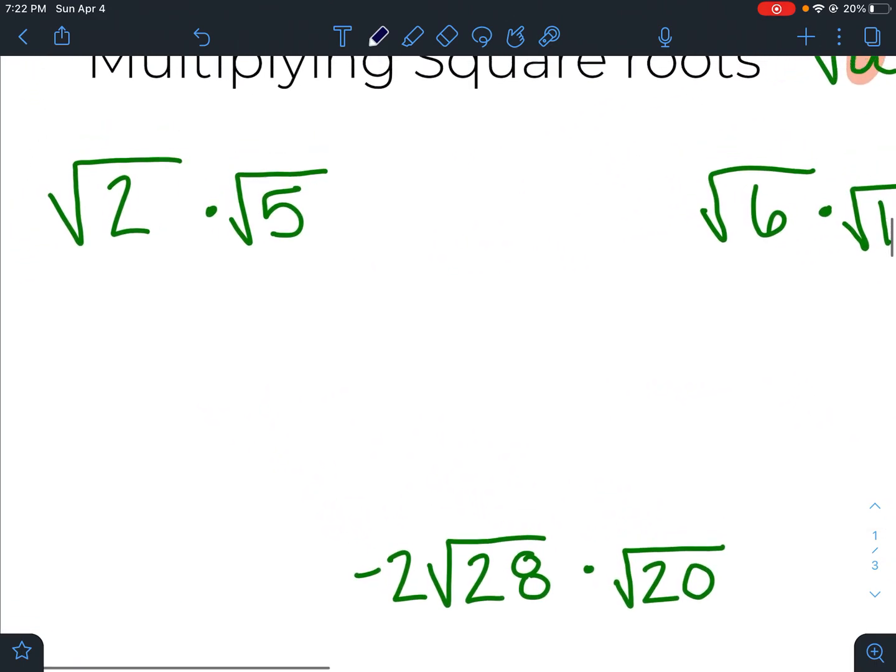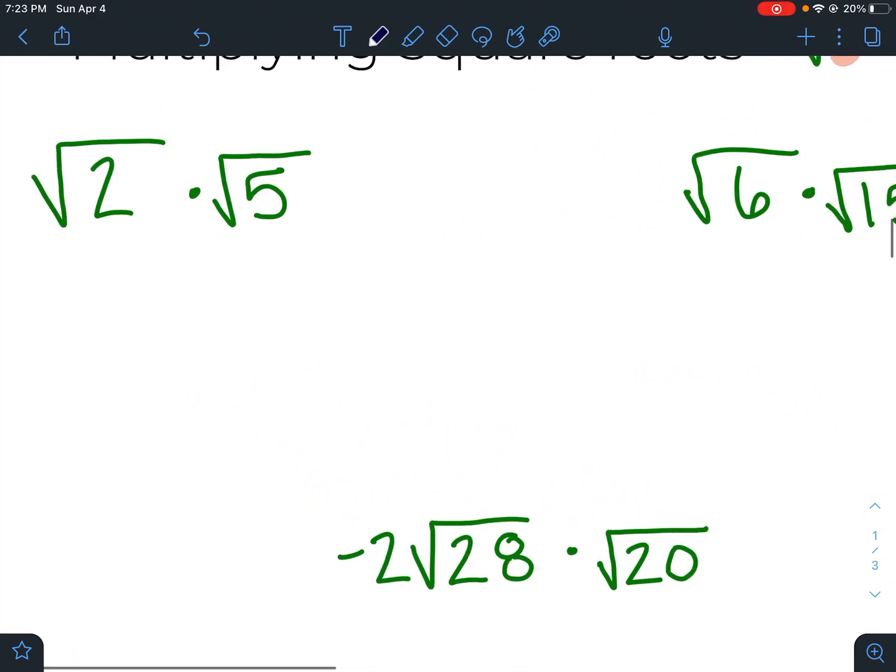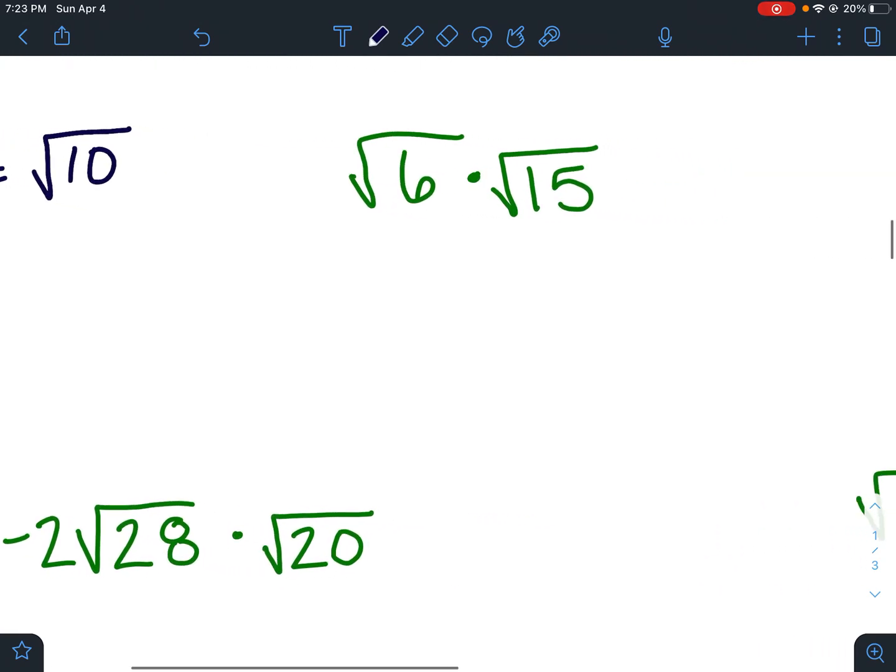The first one is the square root of 2 times the square root of 5. I'm going to multiply those. 2 times 5 is the square root of 10. I can't break down 10 into anything other than 2 times 5. There are no perfect squares that come out of it, so I'm done. Let's try another one. 6 times 15. 6 times 15 is 90.